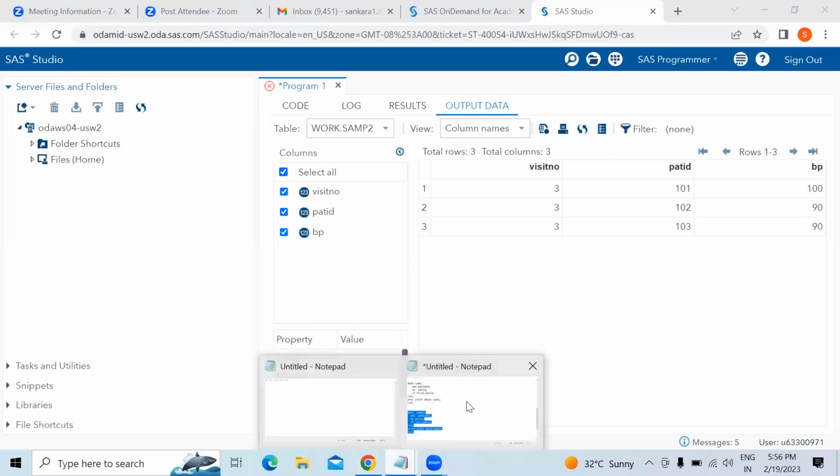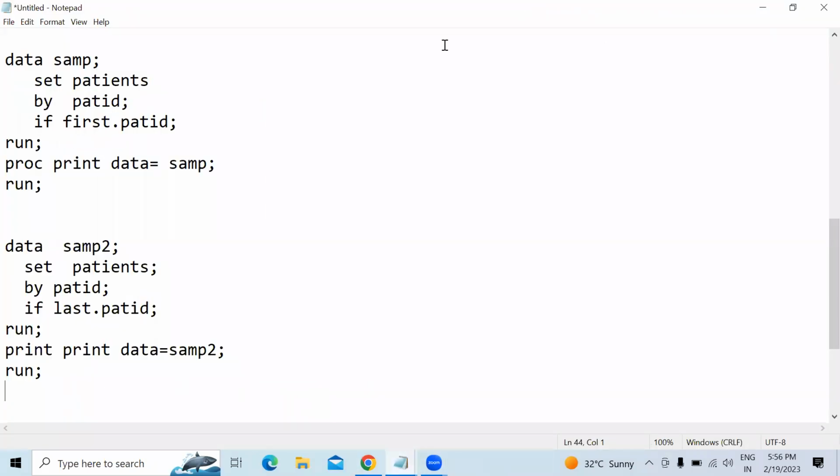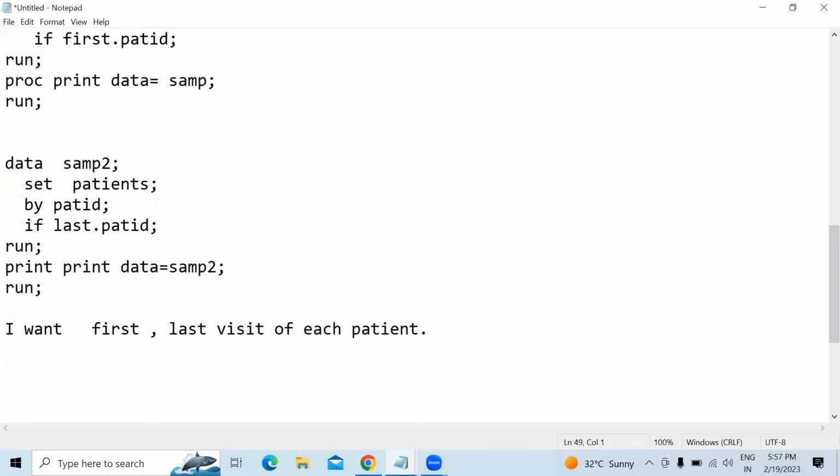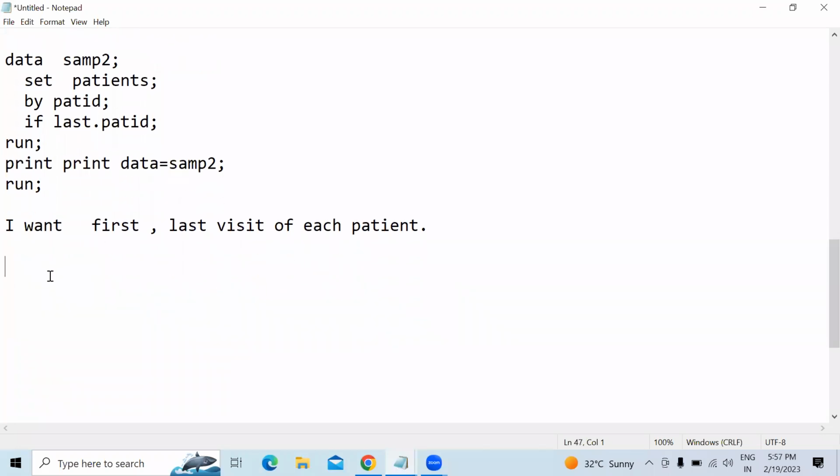Okay. Now I want one thing. I'm expecting an answer from you based on this. By seeing these two statements, like the above two examples, you tell me my task is like this. I want the first, last visit of each patient. What can you say is the answer for this? Tell me from scratch.